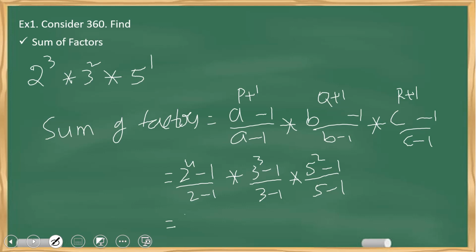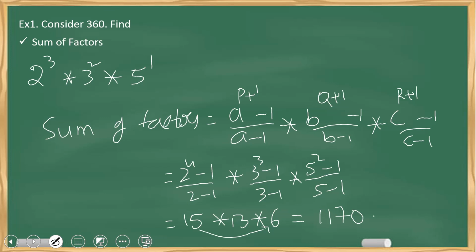So solve this. This is 15 into 3 cube is 27. 27 minus 1 is 26. 26 by 2 is 13, into 5 square is 25. 25 minus 1 is 24, by 4. 24 by 4 is 6. Now 15 into 6 are 90. Don't multiply in a continuous way; start with what is easy for you. 15 into 6 is very easy for me, so 15 sixes are 90. 13 nines are 117. So 1170 is the sum of factors for 360.